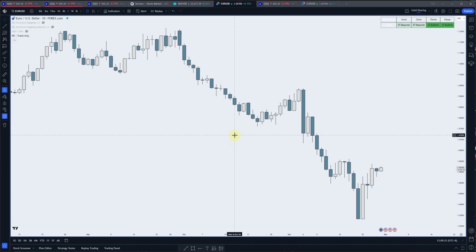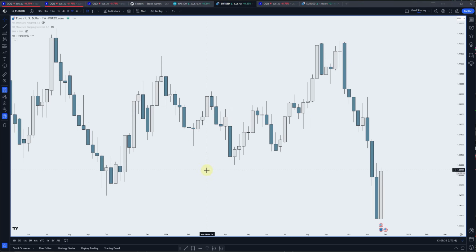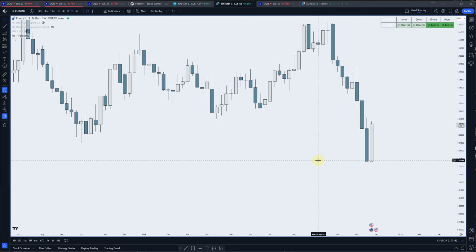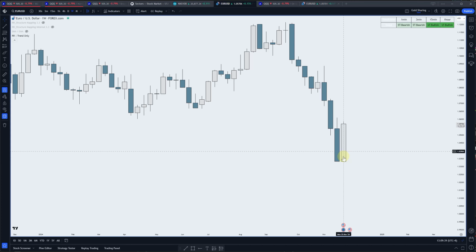Hello, let's check some Euro US dollar levels for today's trading. And we start from the weekly time frame. So what we see here, this week is bullish, and above this week we don't have anything except this old low. And this old low is also taken out the previous week.